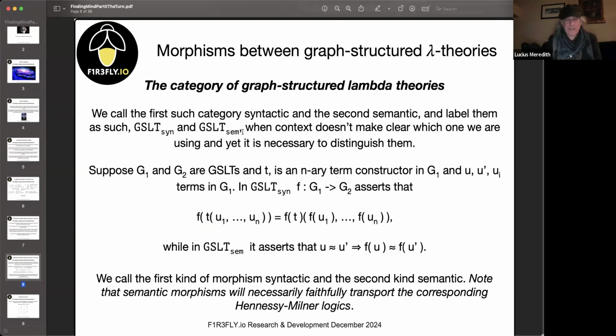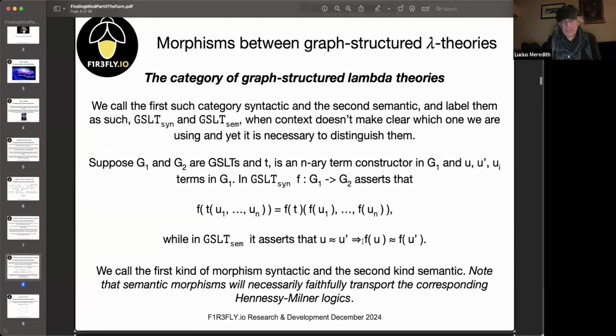So in equations, what we're saying is that when we write F is a morphism from G1 to G2, where G1 and G2 are specific GSLTs, then in GSLT Sen, that means that if I have some term here, where T is the term constructor, then this equation has to be respected. So if I transport the entire term, it's the same as if I transport the term constructor and transport the application of F to each of the arguments.